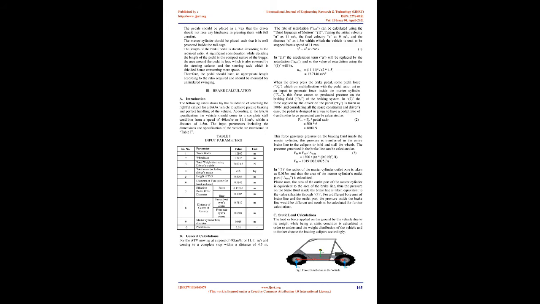The pedals should be placed in a way that the driver should not face any hindrance in pressing them with full comfort. The master cylinder should be placed such that it is well protected inside the roll cage. The length of the brake pedal is decided according to the required ratio. A significant consideration while deciding the length of the pedal is the compact nature of the buggy. The area around the pedal is less, which is also covered by the steering column and the steering rack, which is shielded, hence consuming more space. Therefore, the pedal should have an appropriate length according to the ratio required and should be mounted for unhindered swinging.